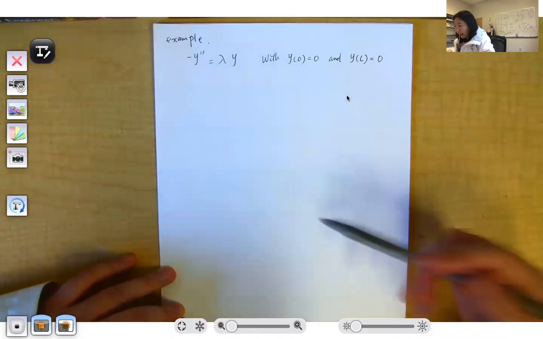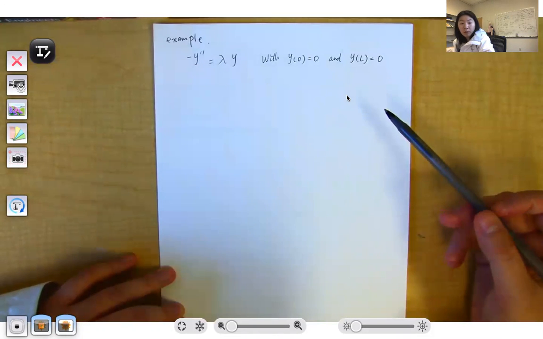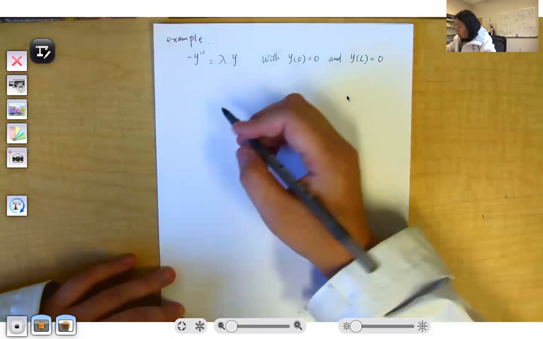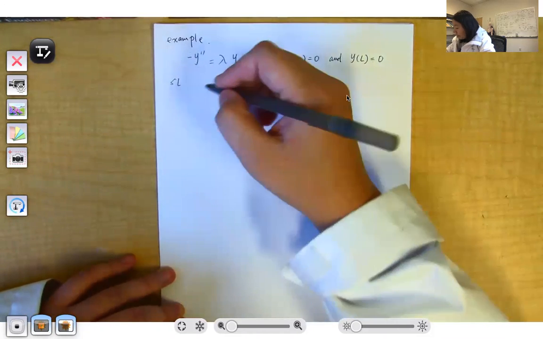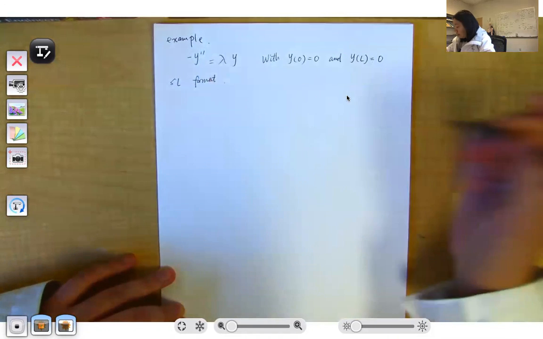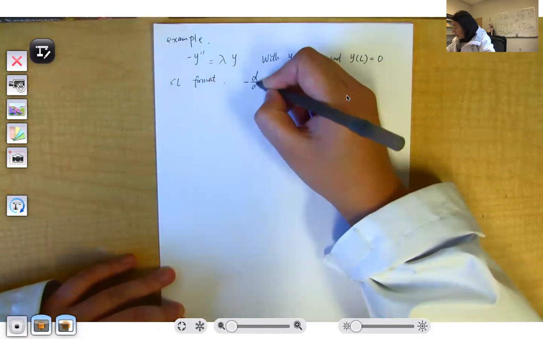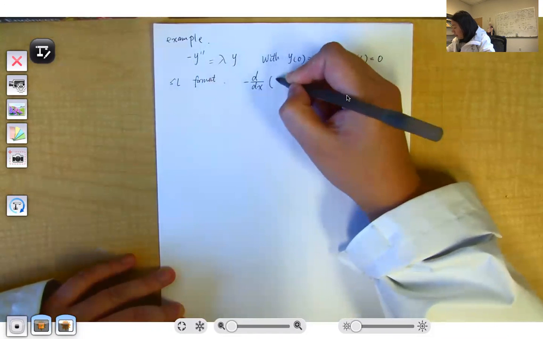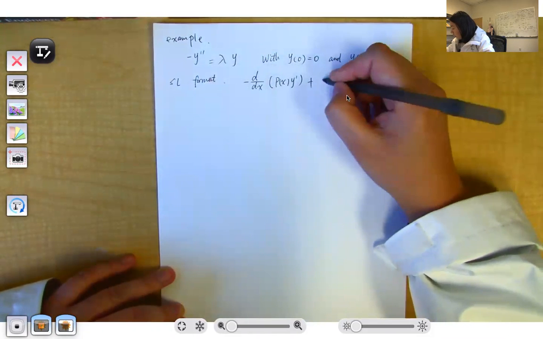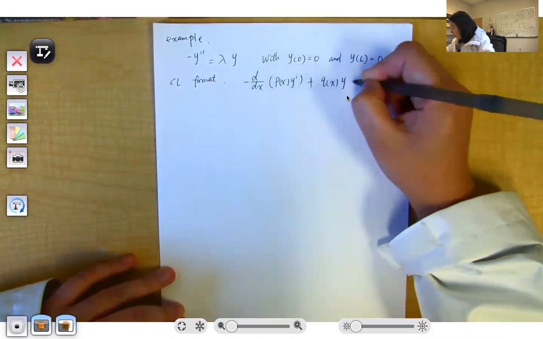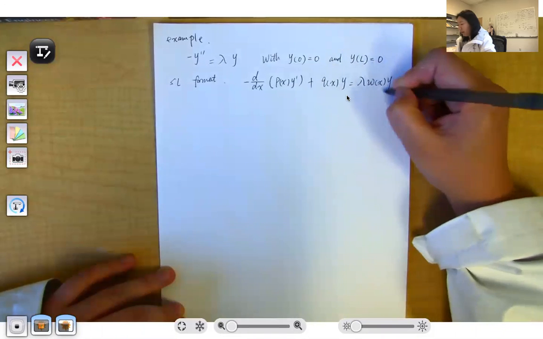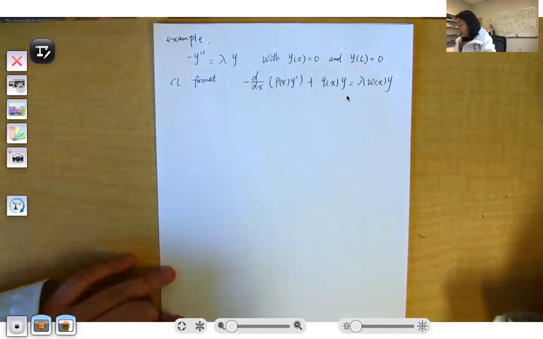And let's first check whether this is a Sturm-Liouville problem or not, okay? So first, let's see the format. What is the SL problem format for the ODE? It's minus d over dx of p(x) y prime plus q(x) y equals lambda omega(x) y, right? So this is the format for SL.